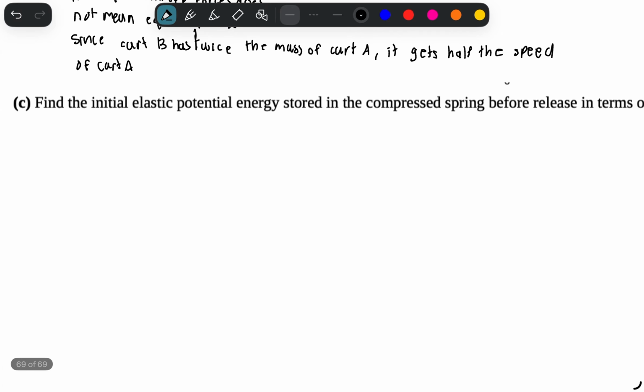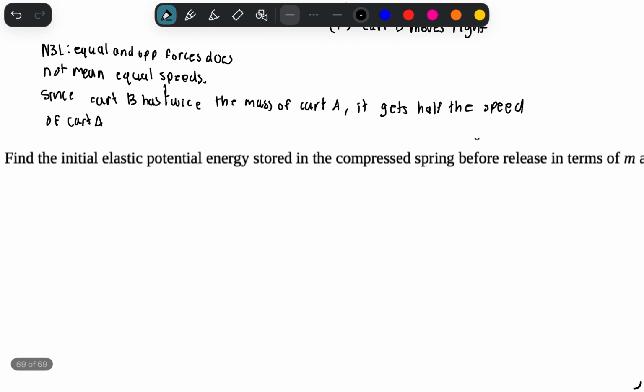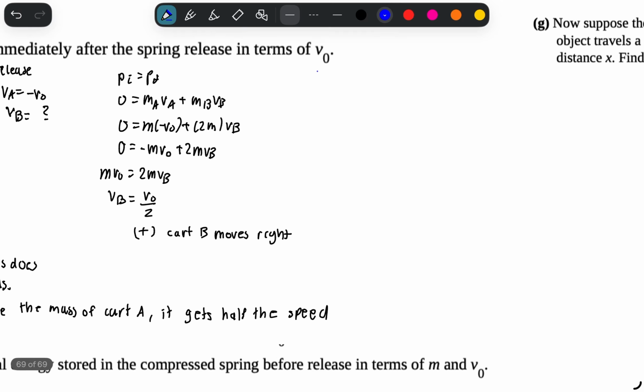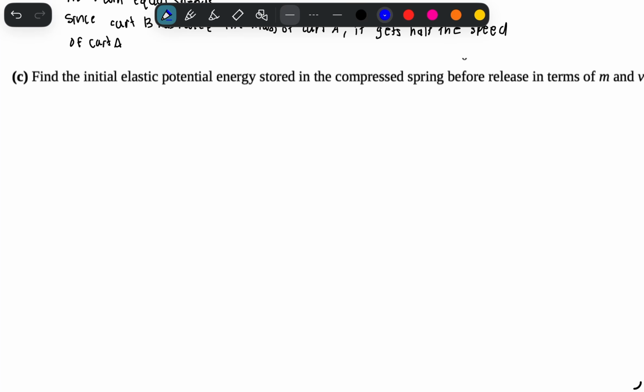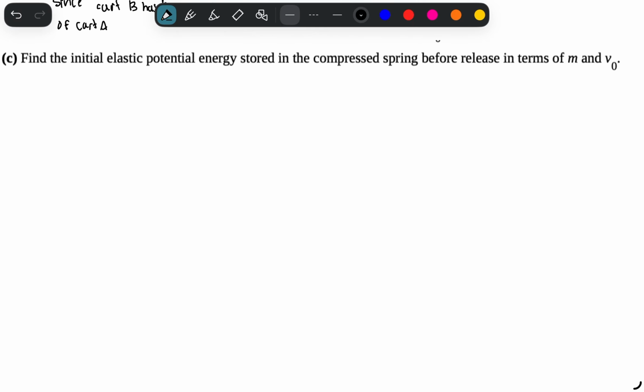So now you could also do this shortcut. Because we know that MA VA is equal to negative MB VB, MV initial is equal to 2M VB. So VB is equal to V initial divided by 2. Now, for our next question, we have: find the initial elastic potential energy stored in the compressed spring before the release in terms of M and V initial.